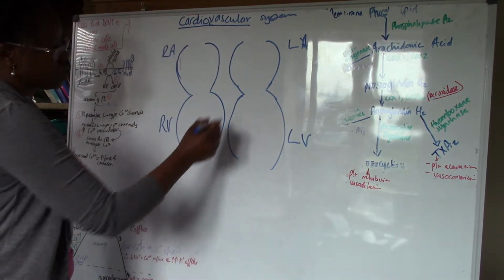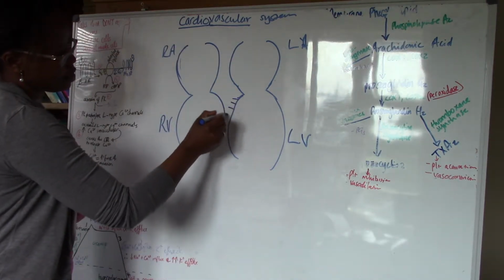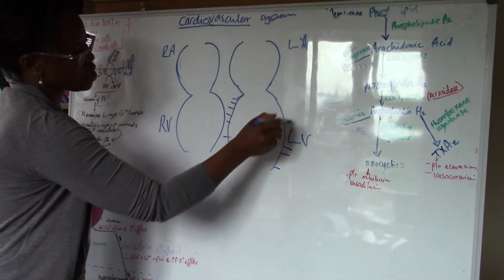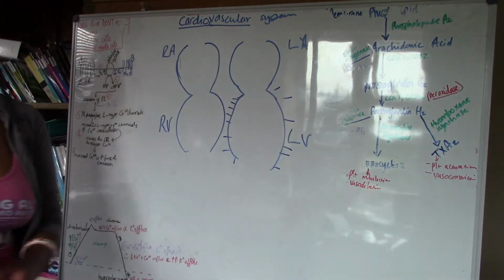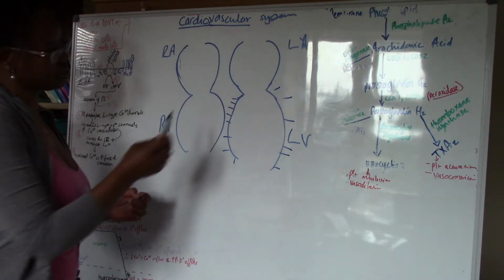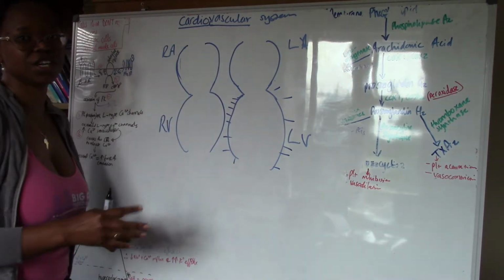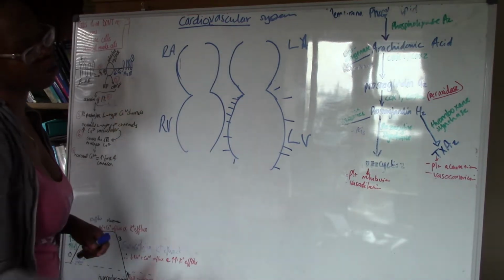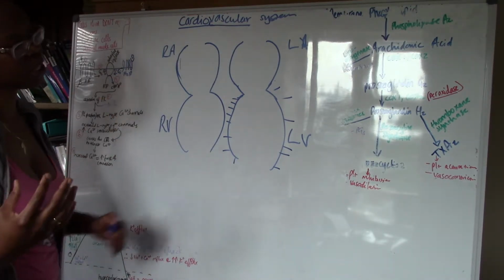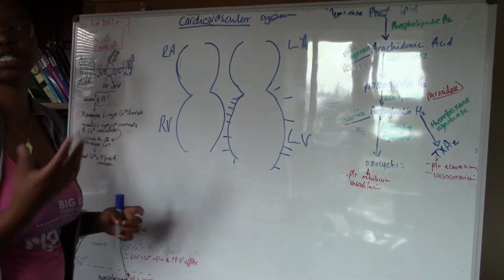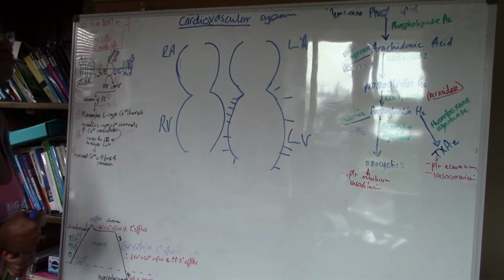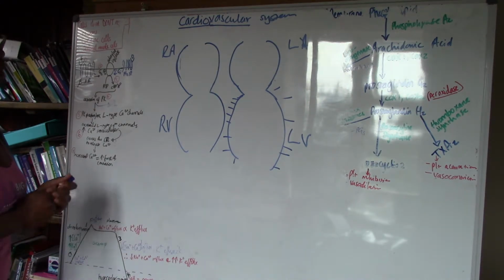The important thing to remember is that the left side of the heart is much more muscular. It has a very, very thick muscle, and that is due to its function as the main pump that pumps blood out of the heart into the body, pumping out oxygenated blood to feed the entire body, including the heart itself.